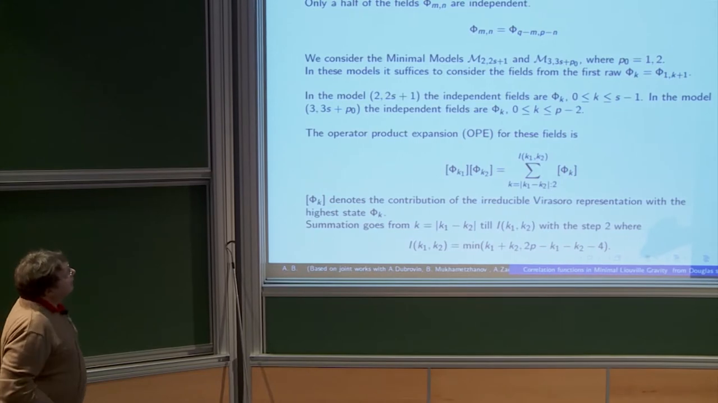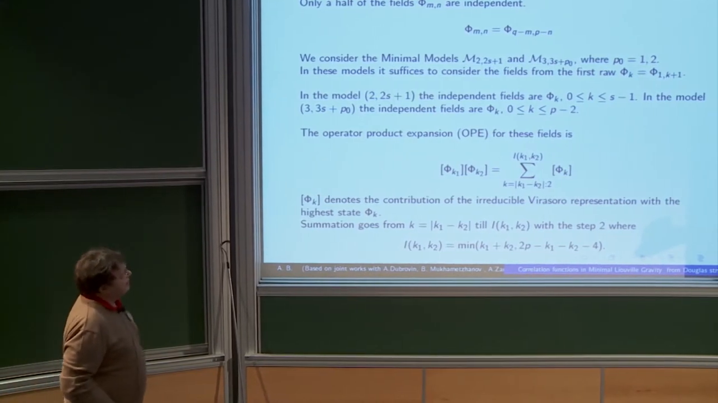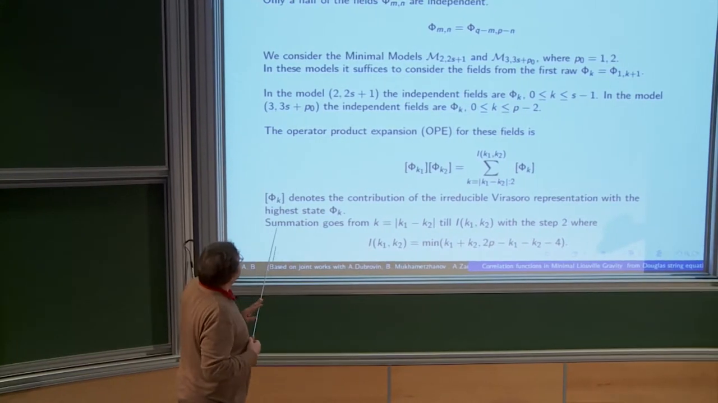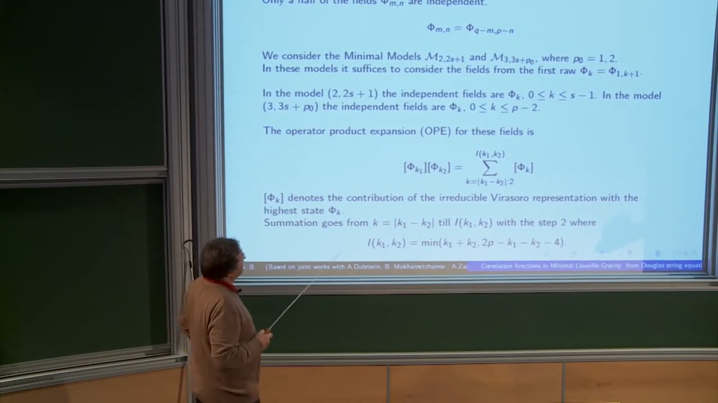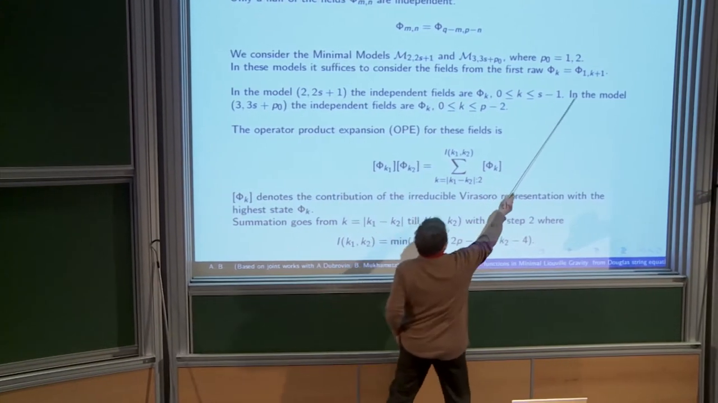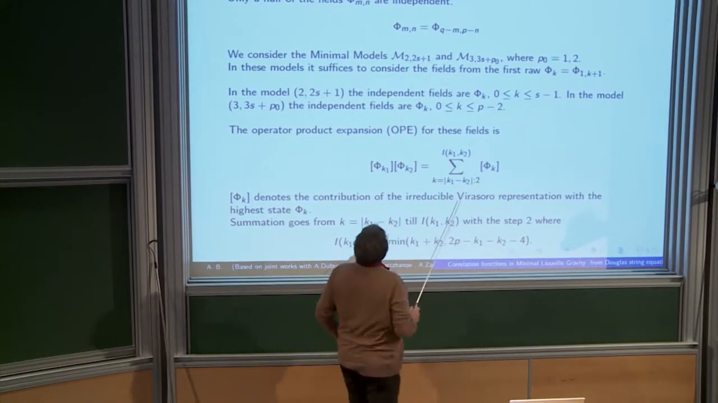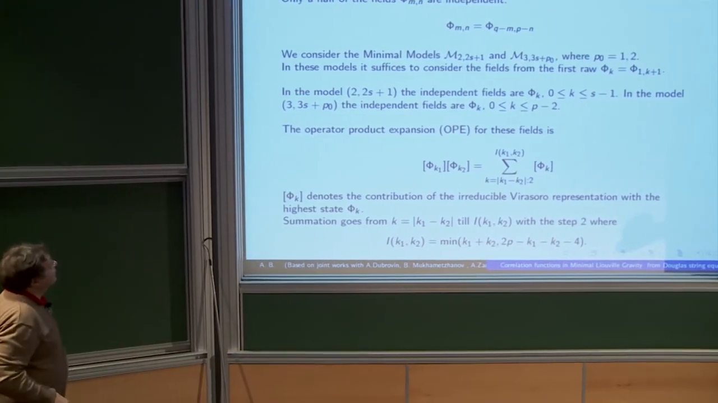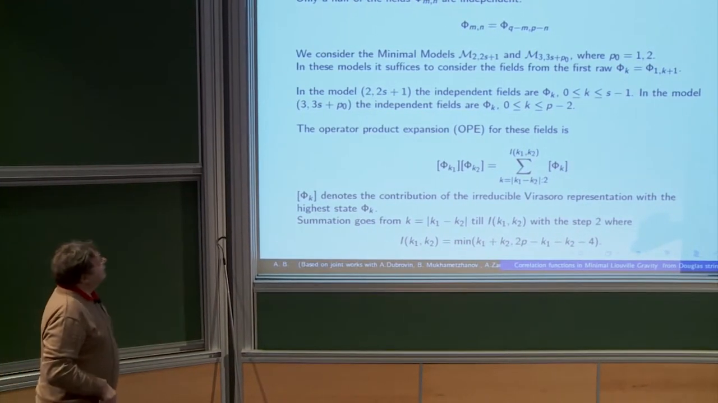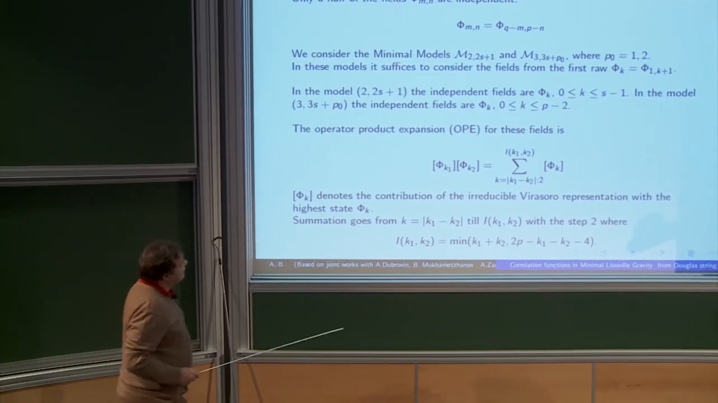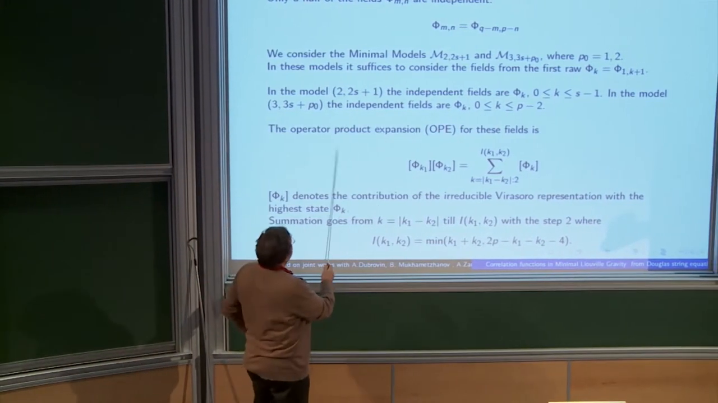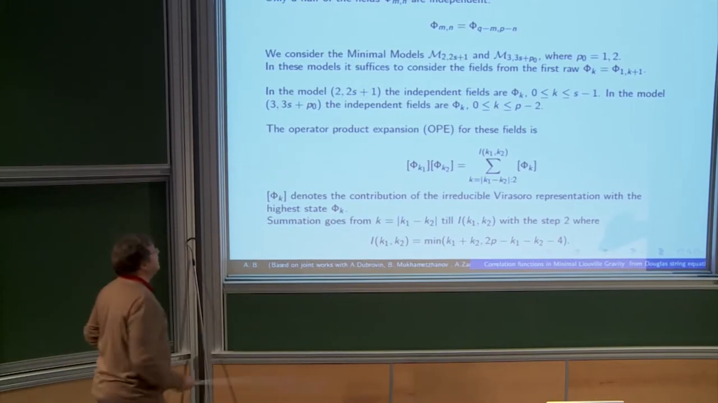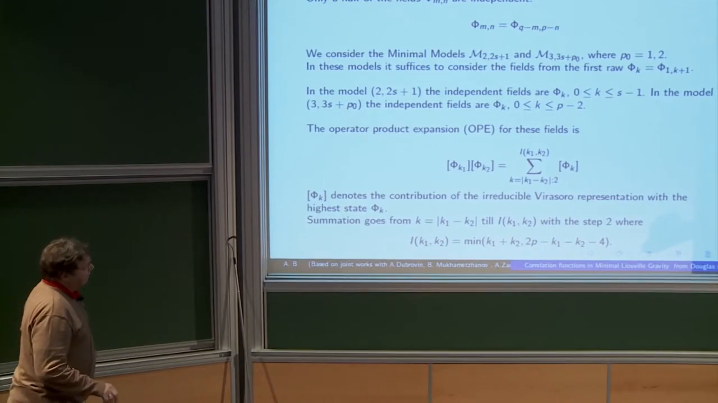In this series, the Kac table consists of one or two rows, and we can choose this field from the set of primary fields. And we have the following restriction for the operator product expansion, the fusion rules, which is written here.